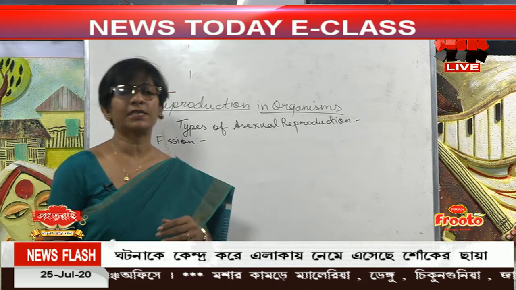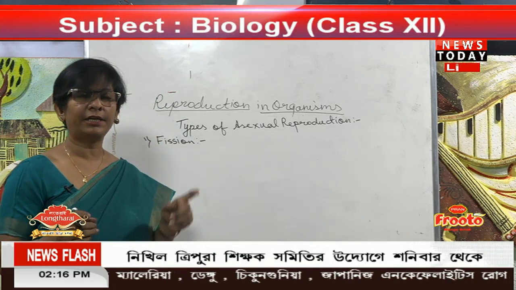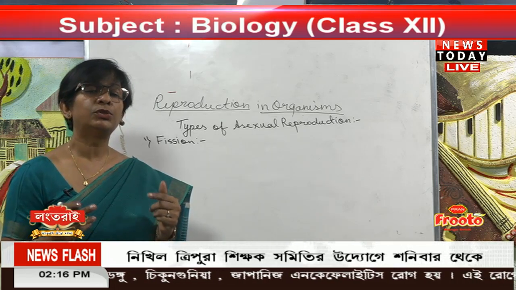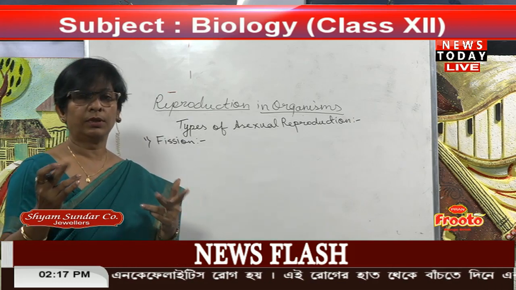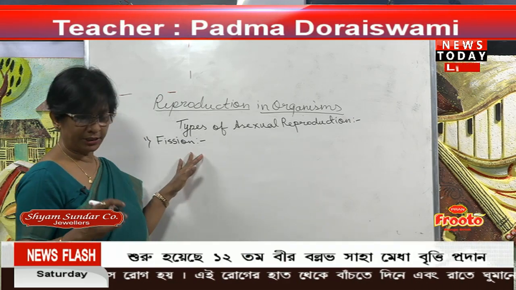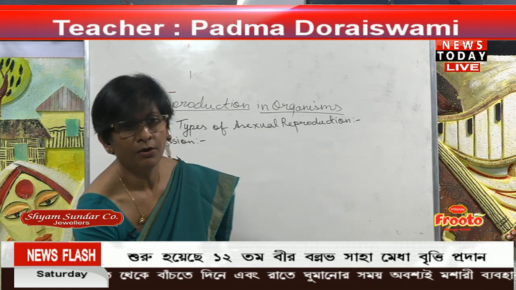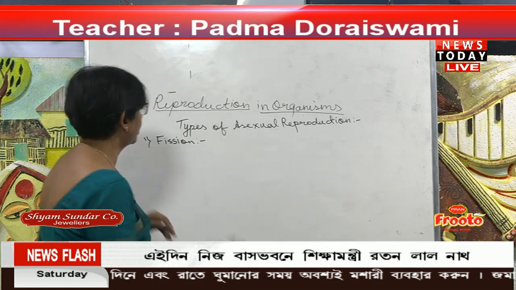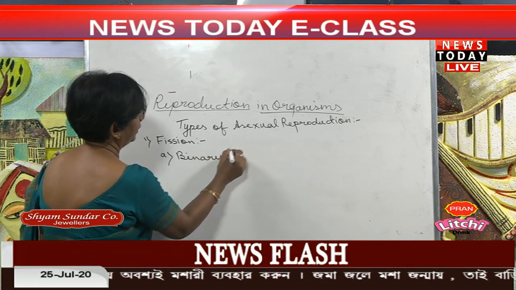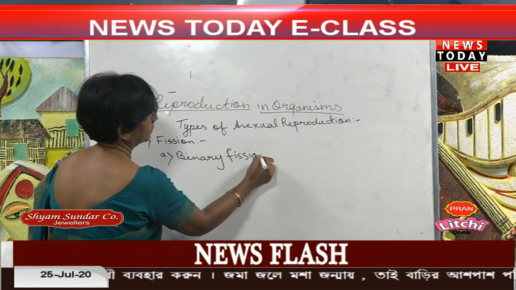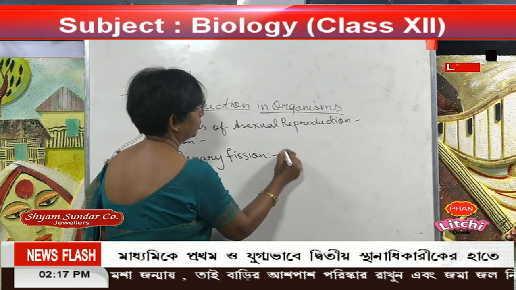Fission is the process in which the organism is divided into more than one part. In fission, there are two types. One is binary fission, which means dividing into two.